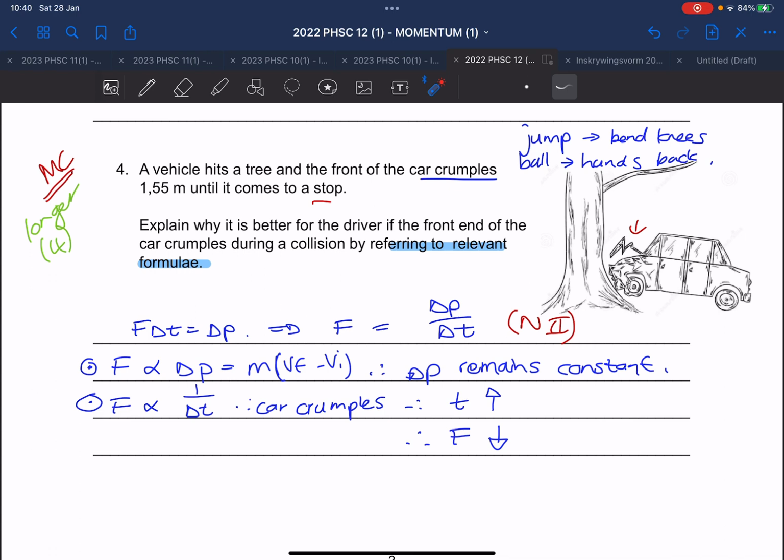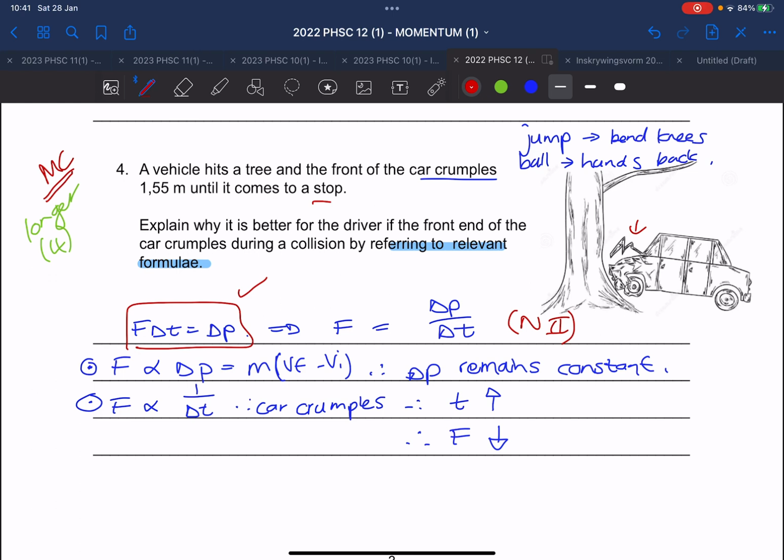Now, if they say something like this, by relevant formula, or if they say by referring to a scientific principle, or referring to a law or whatever, then you have to mention that law. You have to mention the formula. You get a mark for doing it. So you actually get a mark for saying, alright, now we're going to look at the impulse formula. You get a mark for doing that.